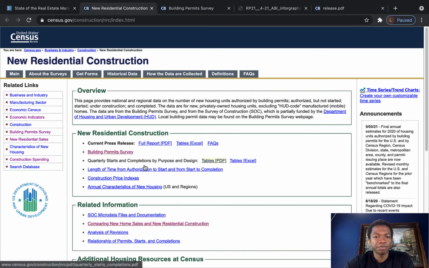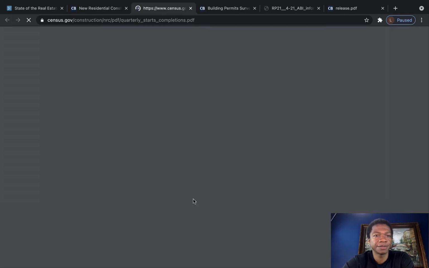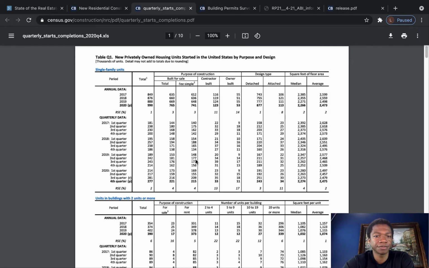Quarterly starts and completions. Now, this information is tracked quarterly, but it looks like it's only released yearly. I couldn't find any information specifically for the first quarter of 2021. The most current information I was able to find was 2020, and we can see that this is in thousands of units, so 990,000 total new construction single-family homes were built in 2020, and that's up over 2019.